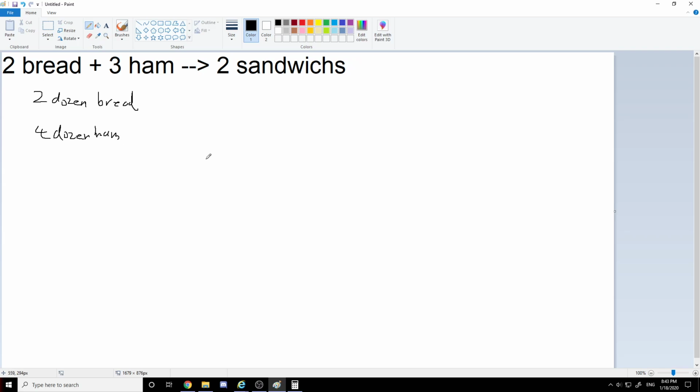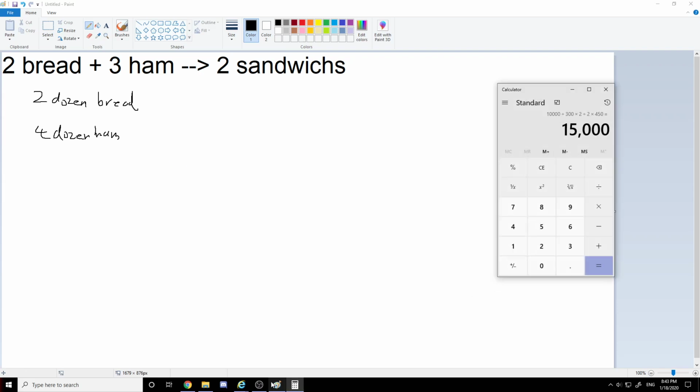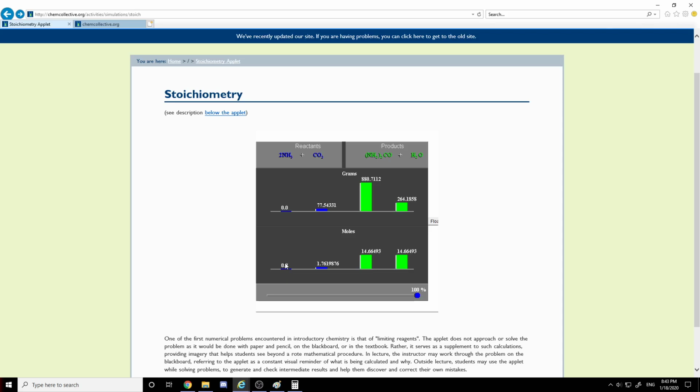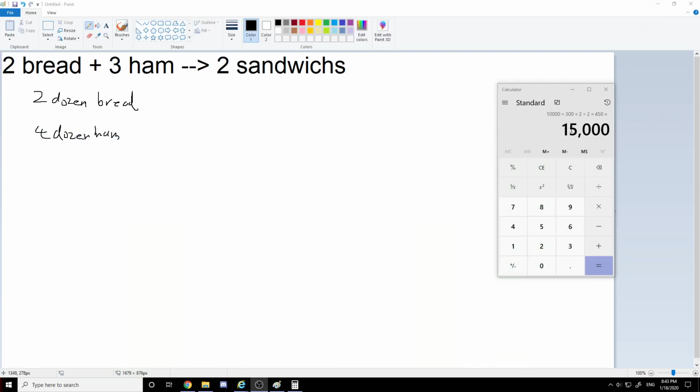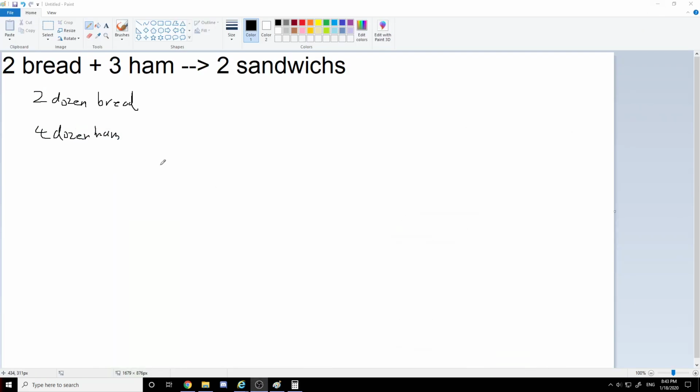Well, again, you have to find out how many sandwiches each of those ingredients can make, and find out which one makes the least, because you'll run out of that ingredient first. Remember, from this animation, one of the ingredients will run out first at 100%, so you can't use any of the other. There will be leftovers. Okay. So let's start with our top example. We can convert these to individual pieces of bread.